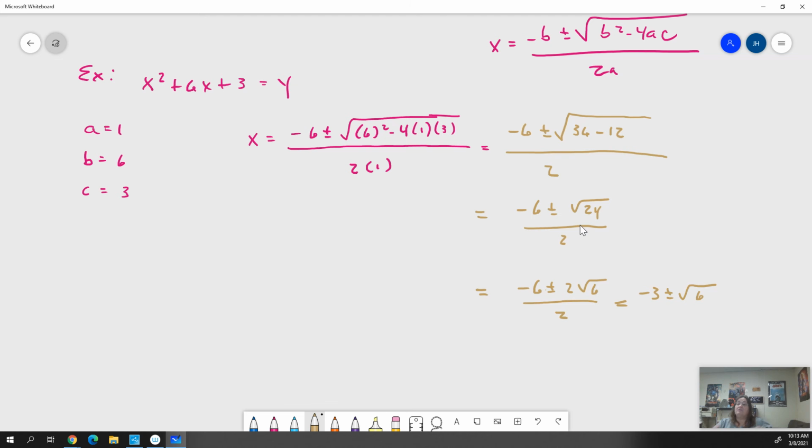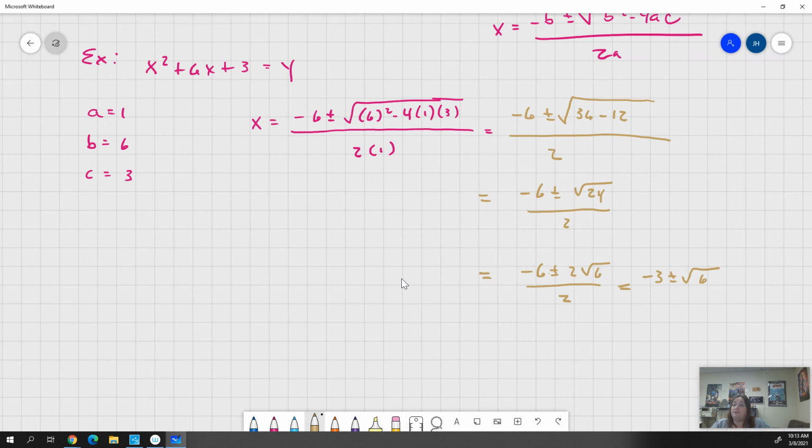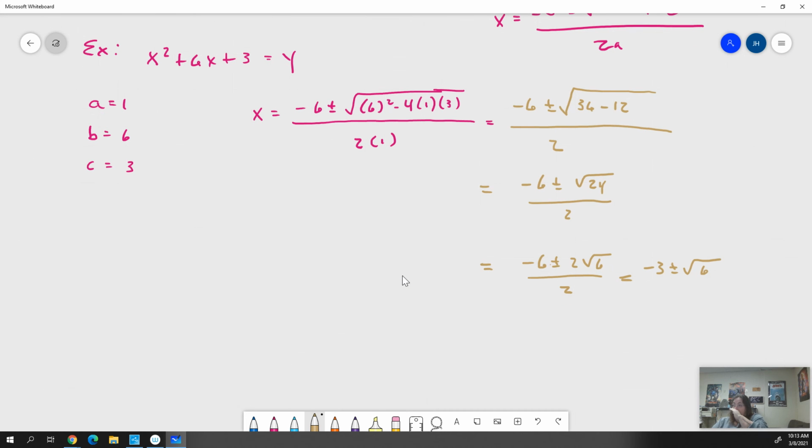I just divided everything by 2 because everything was divisible by 2. But like I said, if you get here, as long as you know where to place it on a graph, you're doing pretty good for yourself, right? So these are my two solutions for x. I have x equals minus 3 plus the square root of 6, and I have minus 3 minus the square root of 6. Make some sense? Well, I'll show you in a minute.